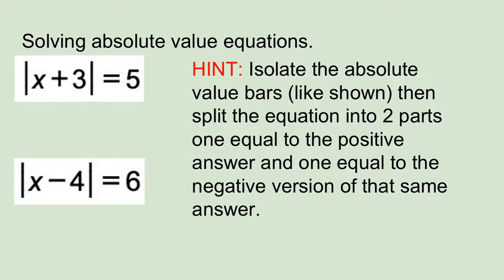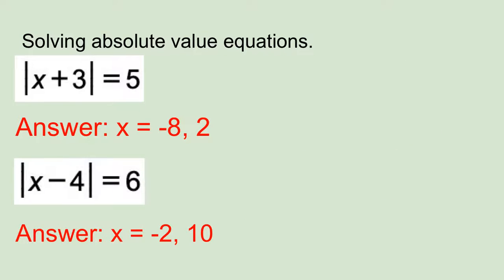So the hint is isolate the absolute value bars. Well, they're already isolated. They're already by themselves. Okay, then you split it into 2, being the positive and the negative version of that answer. Hopefully you've worked these out. If not, here are the 2 answers you should be getting.